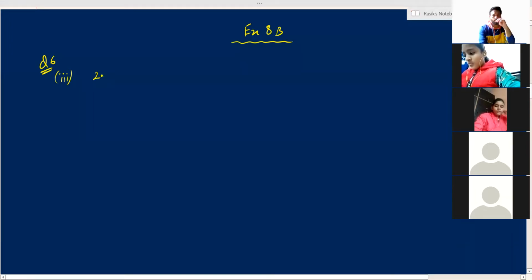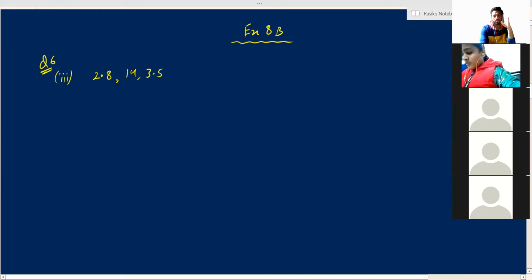We have to find the fourth proportion. I am telling you the meaning. 2.8, 14 and 3.5. Three numbers are given. The fourth number which is in proportion is missing. So let the fourth number be x. We assumed it to be x ourselves. So now we can say that it is given that 2.8 ratio 14 is proportional to 3.5 ratio x.